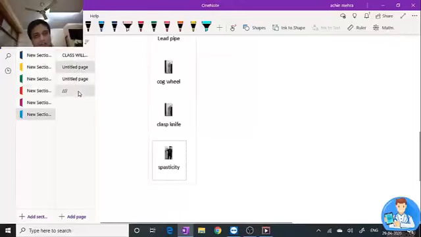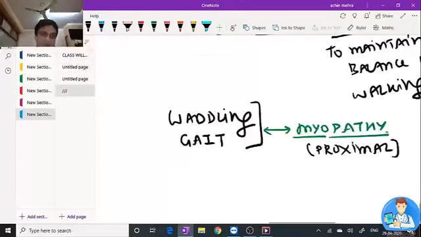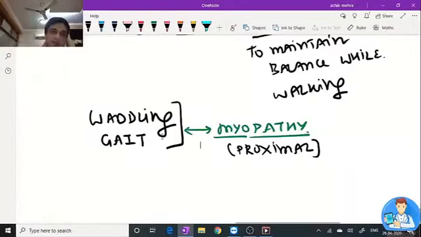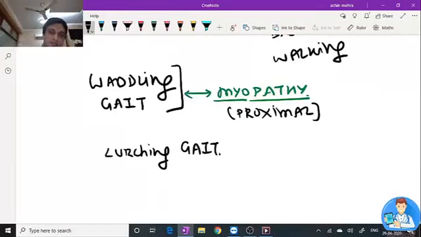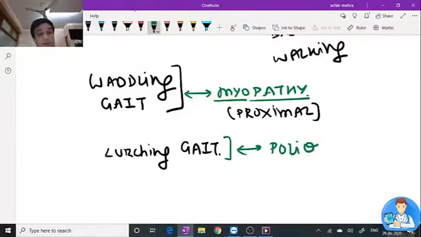Now, let's follow the gait disorders. We have another gait with us, which is known as a lurching gait. Now, follow this name, lurching gait. The lurching gait is seen in patients with poliomyelitis, polio. So there's a disorder known as polio, which has a typical lurching gait. Okay.